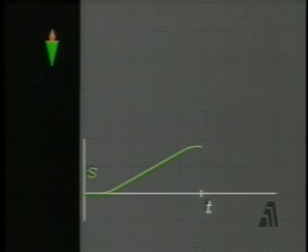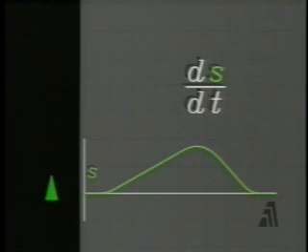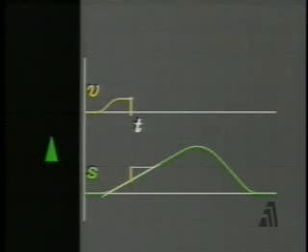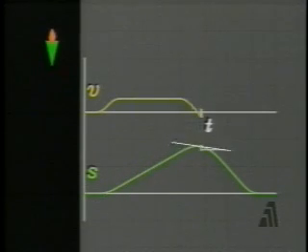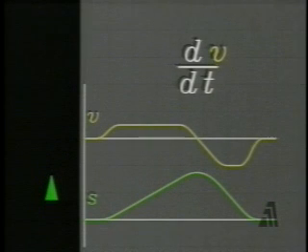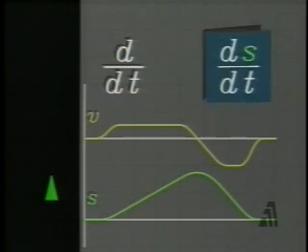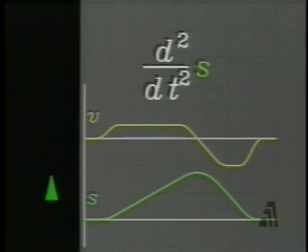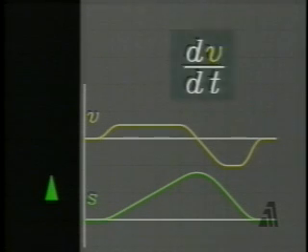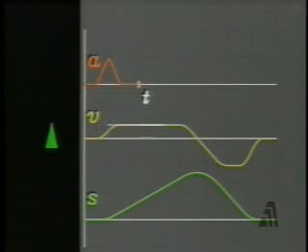For example, when a rocket moves with displacement s at time t, the derivative of the displacement is the velocity. Positive for upward motion and negative for downward motion. The derivative of the velocity is the acceleration, which is the same as taking the derivative of a derivative. That is, the second derivative of s. The acceleration is caused by the firing of the rocket.